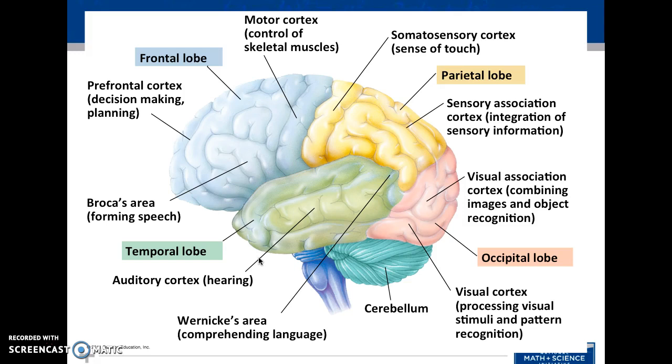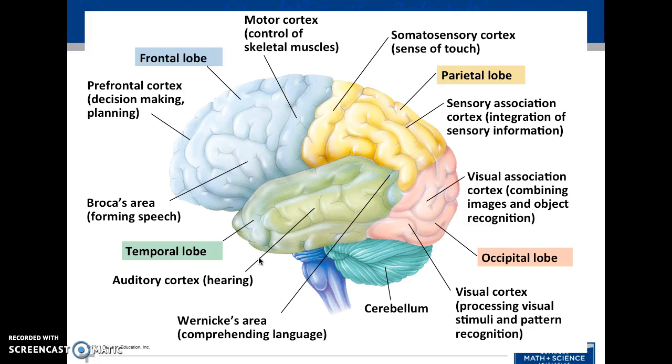The somatosensory cortex, this is our sense of touch. It is part of the parietal lobe. The parietal lobe is sensory association cortex, basically taking all of our senses, smell, touch, sight, sound, and integrating them into our experience. The occipital lobe is going to be our visual association cortex. It takes all of the information from the optic nerves and combines those images and determines what we are actually recognizing. If it's something we've seen before, we can put a word to that image.